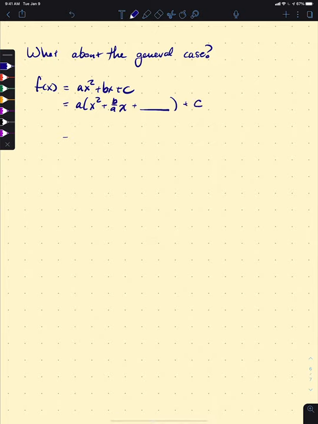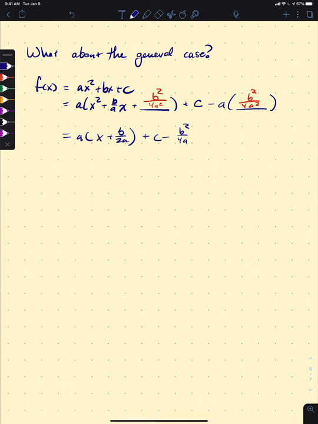And then we're adding to that c minus a times that same something. That something is going to be b over a divided by 2, so b over 2a, and then square it. That's going to be b squared over 4a squared. Copying the same thing here. The next thing we're going to get, we can simplify this inside now that it's a perfect square. We're going to get a times (x plus b over 2a) squared, and that's going to be plus c minus, looks like, b squared over 4a, where that a and the a squared cancel. So this is the general form from a.